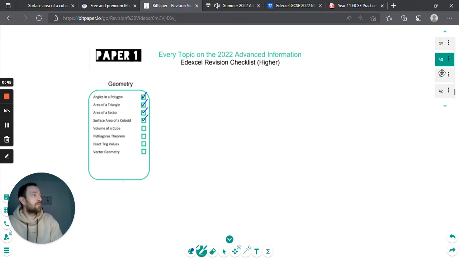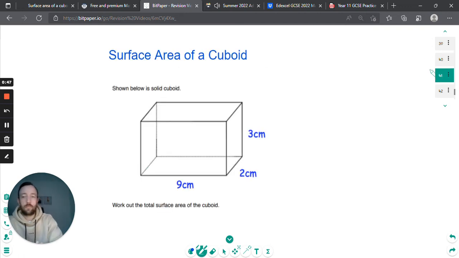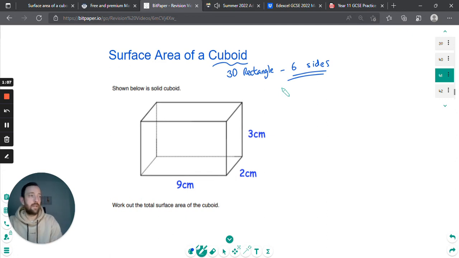Okay? So first of all, looking at the surface area of a cuboid. So what does that mean? Well, a cuboid, that's a 3D rectangle. Okay, and a rectangle has 6 sides. There we go. All right, so we've got 6 sides. So for the total surface area, that means what is the area all the way around the shape? So what is the combined total of all the 6 sides, all the areas of the 6 sides?